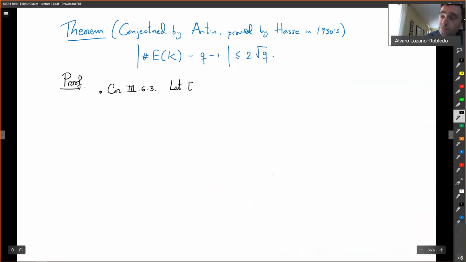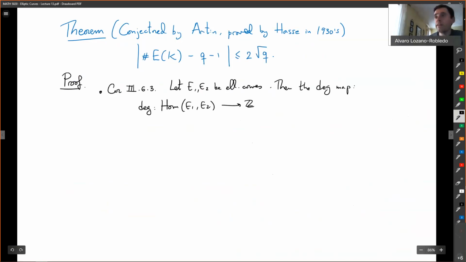Let E1 and E2 be elliptic curves. Then the degree map of a homomorphism from E1 to E2 to Z, it turns out, is a positive definite quadratic form. Okay. So what does this mean?